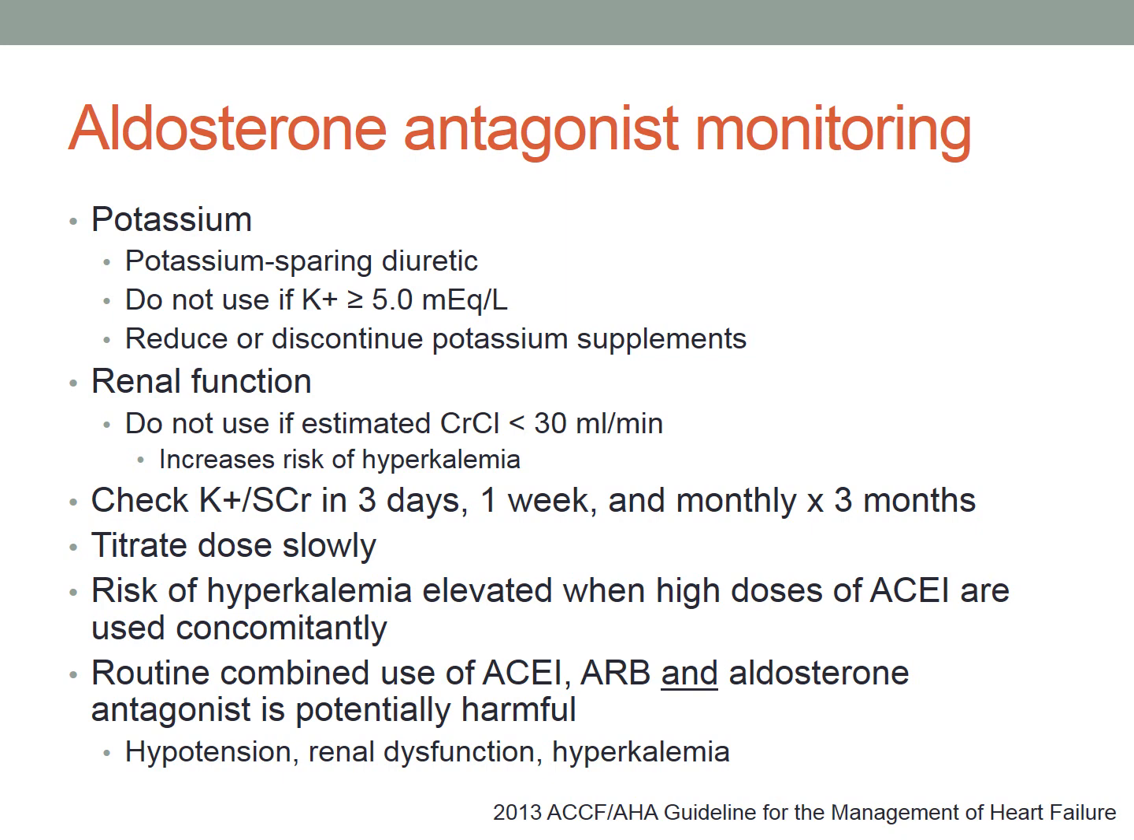It's important to titrate the dose slowly in order to decrease that risk of hyperkalemia, and also to note that when patients are on high doses of ACE inhibitors, the risk of hyperkalemia is also elevated. The guidelines specifically recommend against a routine use of ACE inhibitor plus an ARB plus an aldosterone antagonist, because it can be potentially harmful with the risk of hypotension and hyperkalemia.